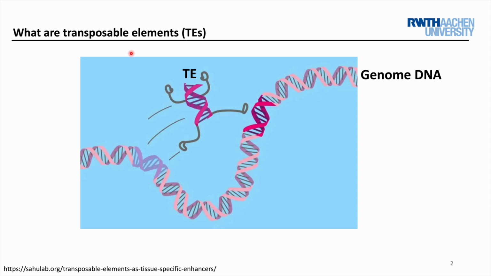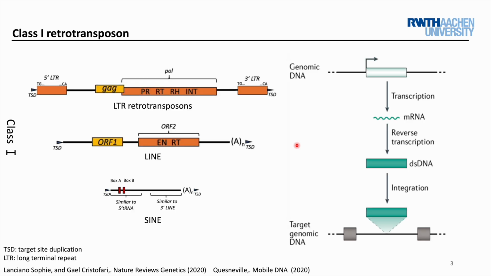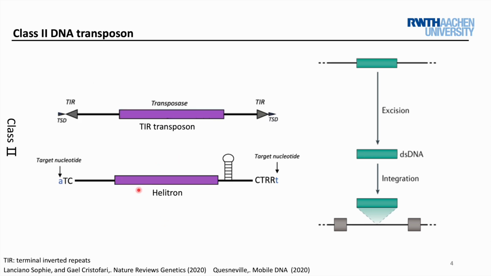Transposable elements are DNA elements that can jump within the genome. Based on the existence of intermediate RNA during the transposition process, transposable elements can be mainly divided into two classes. Class 1, retrotransposon, includes LTR retrotransposon, LINE or SINE. The second class is DNA transposon. It includes TIR transposon and Helitron.